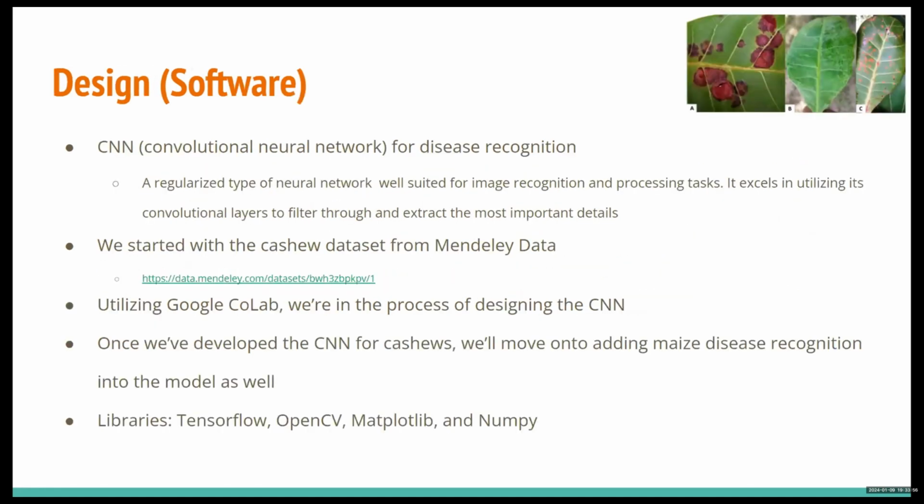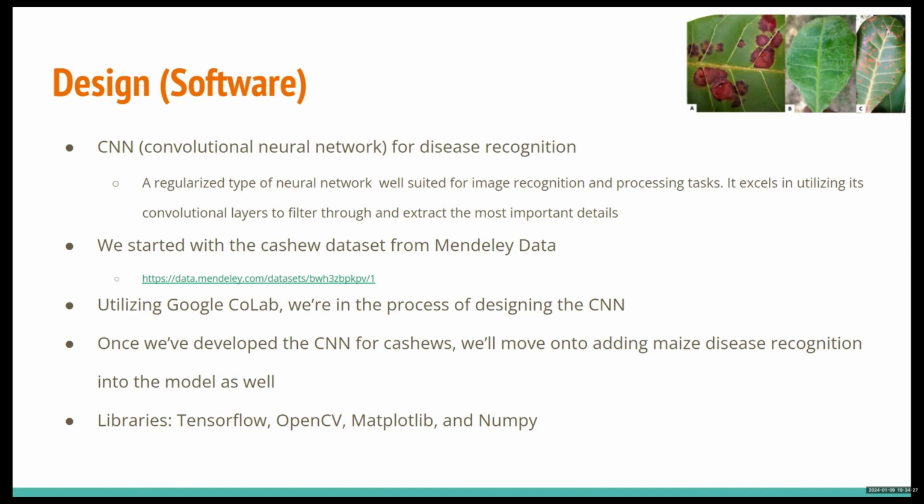As for the software side, we're utilizing a CNN, a convolutional neural network, for disease recognition. What a CNN is, it's a regularized type of neural network, well suited for image recognition and processing tasks. It excels in utilizing multiple of its layers, specifically its convolutional layers. It allows it to filter through the images we provide it and extract the most important details from it.